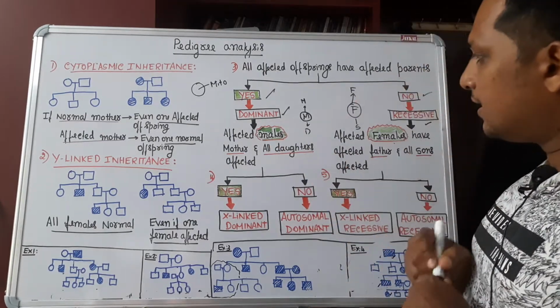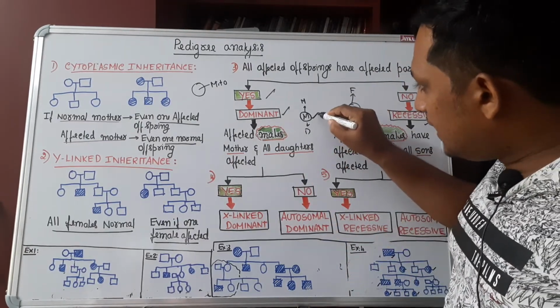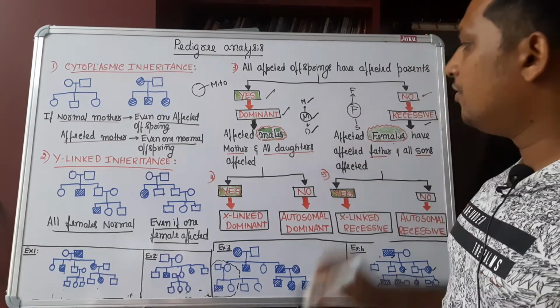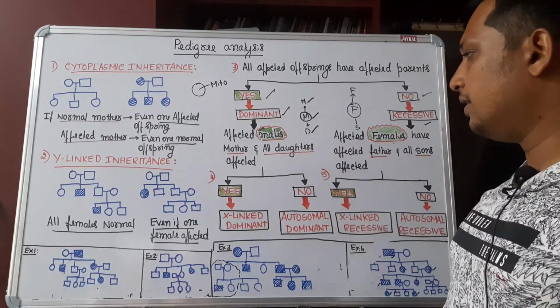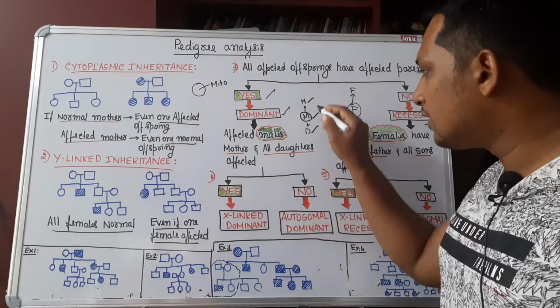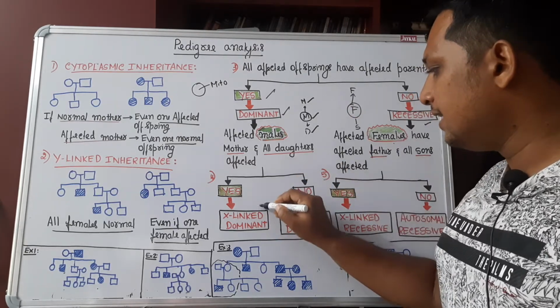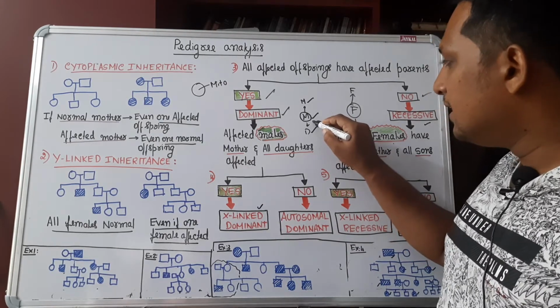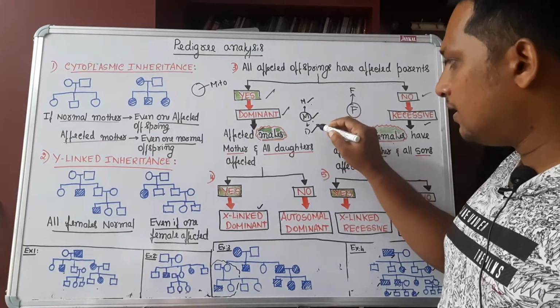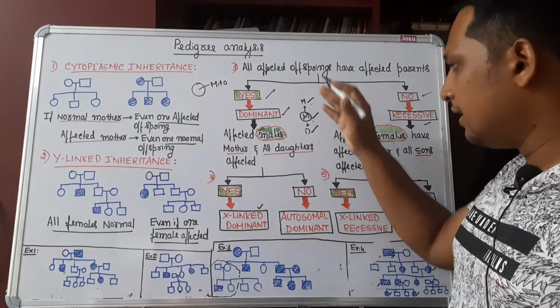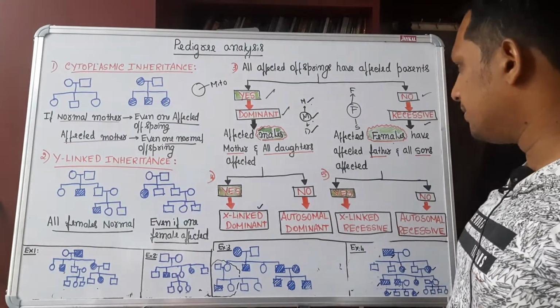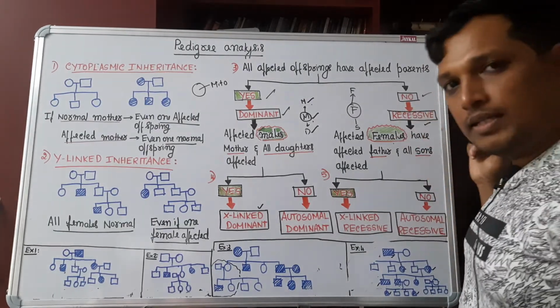In a dominant character, take an affected male. If he has an affected mother and all affected daughters, then it is X-linked dominant. If those criteria are there, then it is X-linked dominant. If the affected male does not have an affected mother or all affected daughters, if that statement is not obeyed, then it is autosomal dominant. Next, come to the recessive.